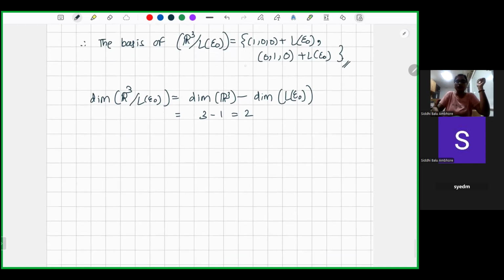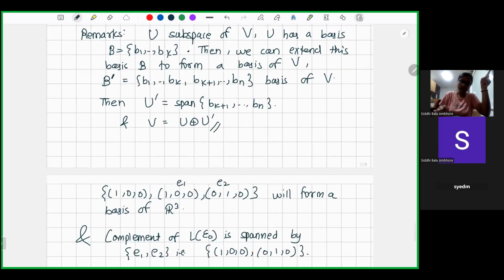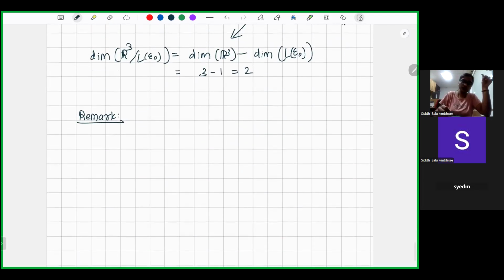Even from here, by counting, we could have obtained the dimension of this quotient space. But whatever we are doing is correct. One more thing I wanted to add is that we chose these two elements, E1 and E2. Instead of this, we could have also chosen another pair. It won't change anything, okay?